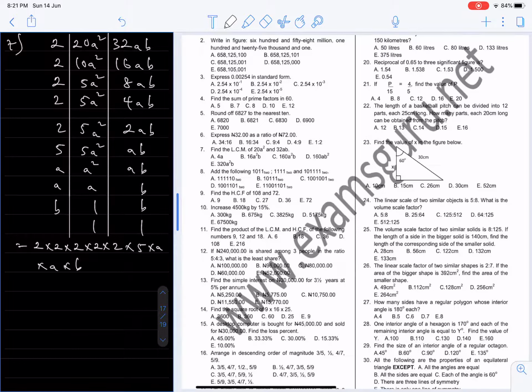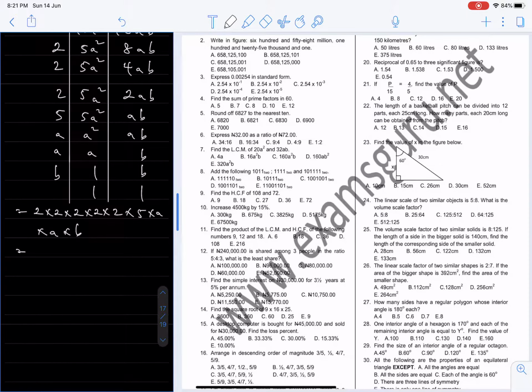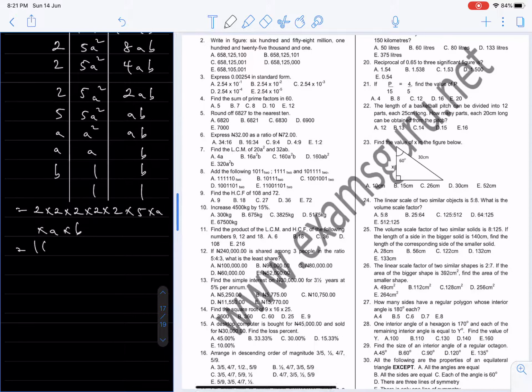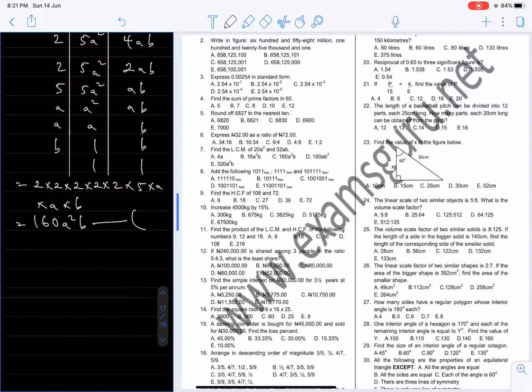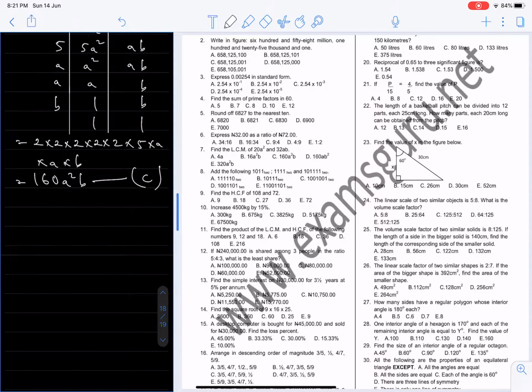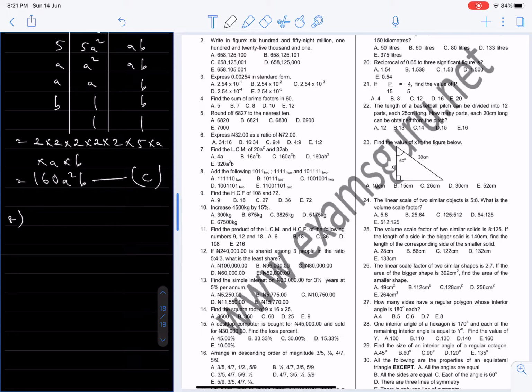Let's check again quickly. How many 2's? 1, 2, 3, 4, 5. 2 times 2 is 4, times 2 is 8, times 2 is 16, times 2 is 32, and 32 times 5 is 160. A times a is a squared, times b, so 160a squared b. What's the correct option? That's number 7, 160a squared b. That's C. Now number 8, very quickly.